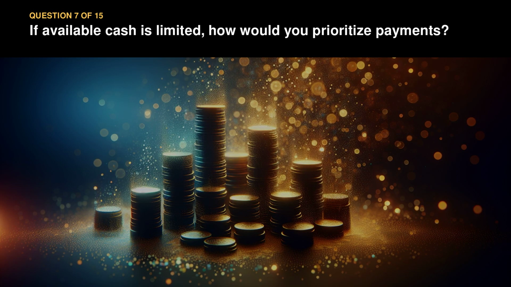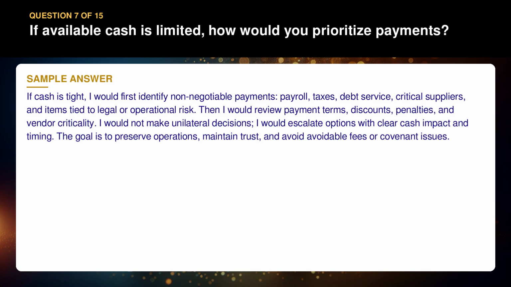Question 7. If available cash is limited, how would you prioritize payments? If cash is tight, I would first identify non-negotiable payments: payroll, taxes, debt service, critical suppliers, and items tied to legal or operational risk. Then I would review payment terms, discounts, penalties, and vendor criticality. I would not make unilateral decisions. I would escalate options with clear cash impact and timing. The goal is to preserve operations, maintain trust, and avoid avoidable fees or covenant issues.